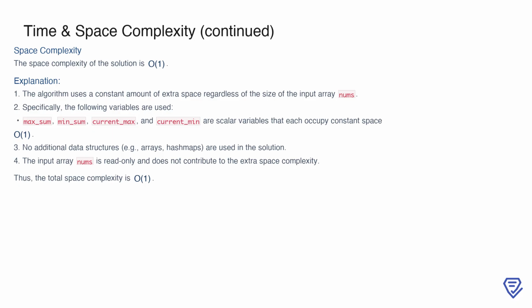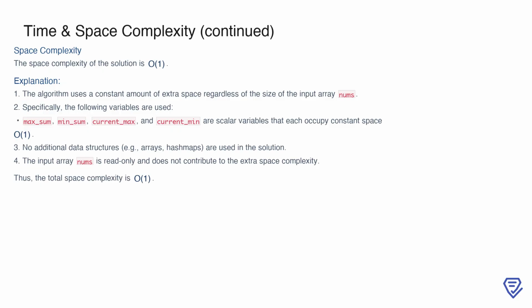Now, let's consider the space complexity of the solution, which is O(1). This means the algorithm uses a constant amount of extra space, no matter how large the input array nums is. The space usage is limited to a few scalar variables, namely max_sum, min_sum, current_max, and current_min, all of which occupy constant space individually.